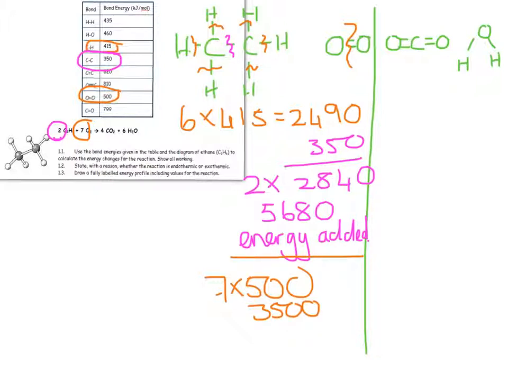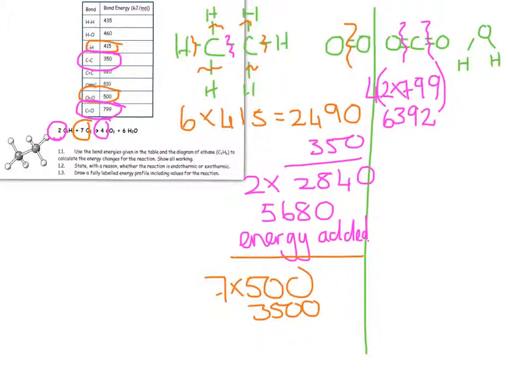Now we're going to make some bonds. So I go over here and I see that I've got 2 carbon-oxygens with double bonds, and I see that those come in at 799. So it's 2 times 799. And I'm going to have to multiply that whole thing by 4, because there's a 4 in front over there, and in total that's going to come out to be 6,392.